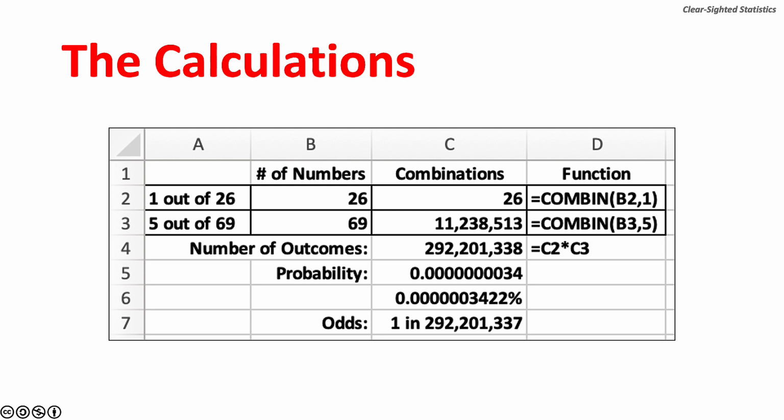11,238,513. Now use the special rule of multiplication to calculate the number of possible outcomes of 26 times 11,238,513, which equals 292,201,338. Each Powerball ticket has a 1 in 292,201,338 chance of winning.